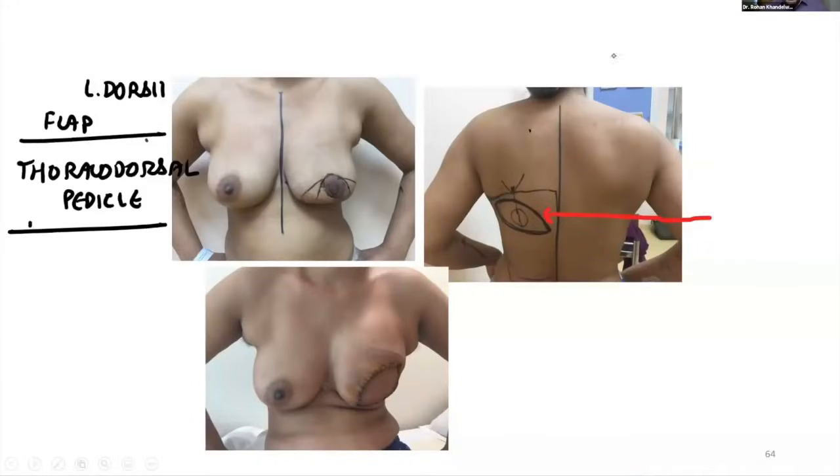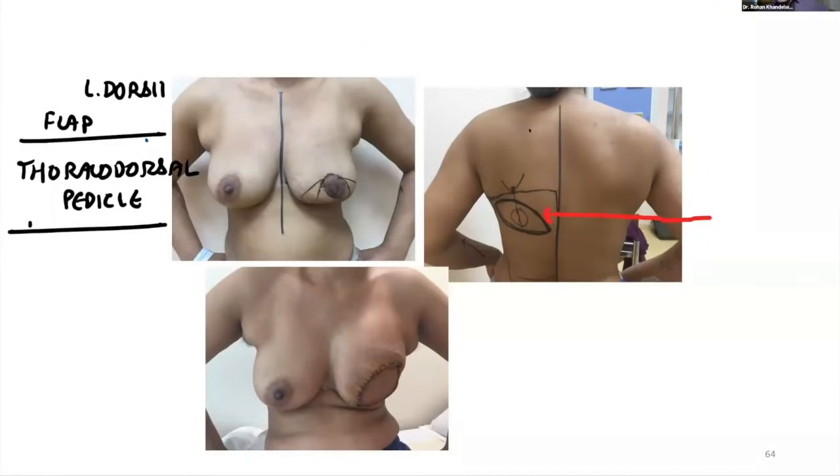This flap marking has also been asked. This is the latissimus dorsi flap, which is based on the thoracodorsal pedicle. Yes, sentinel lymph node biopsy. Some of you have seen my videos. You remember the Chernobyl example which I've given you. Yes, that is the same.